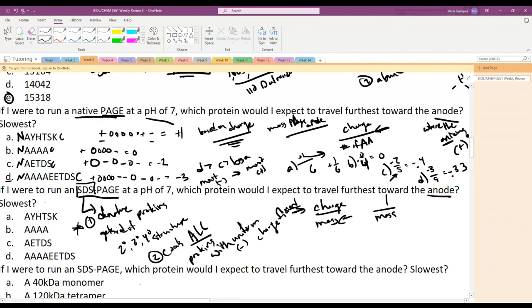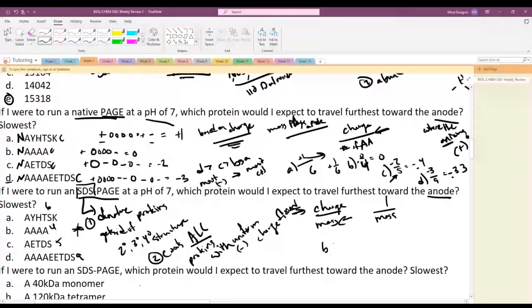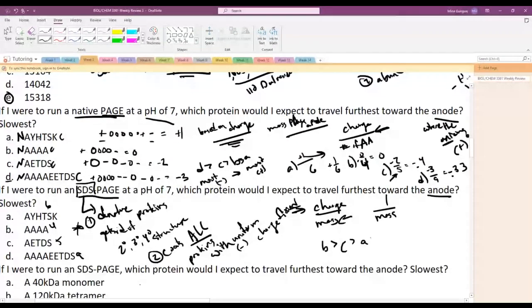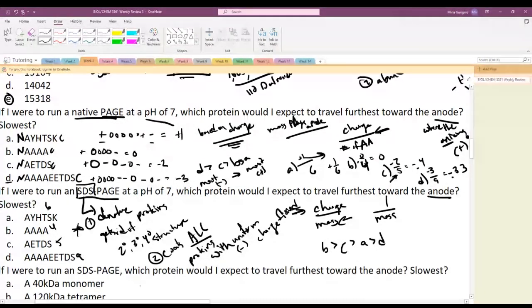Okay, so that becomes really easy because this is 6, 4, 5, and 1, 2, 3, 4, 5, 6, 7, 8, 9 amino acids. So B is now the lightest, and it's got the same charge as the rest, so it travels the furthest. Then C, then A, then D. Okay? Are there any questions about this idea? Because I know it's a little bit weird.